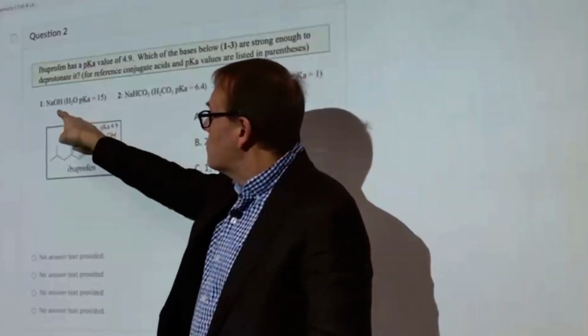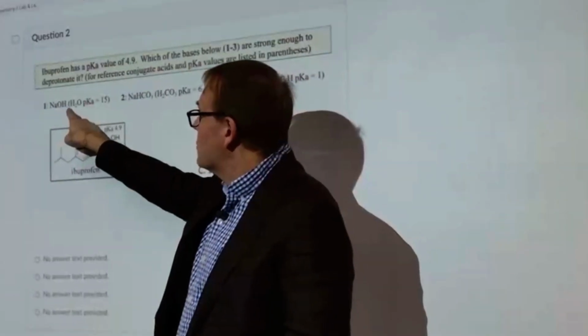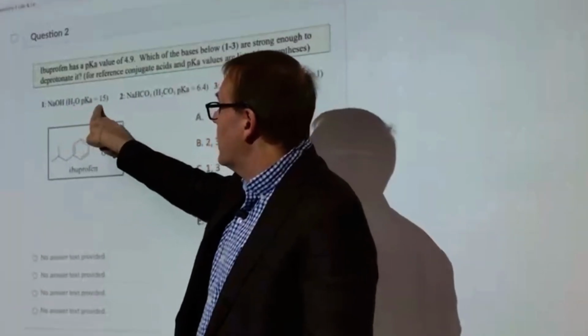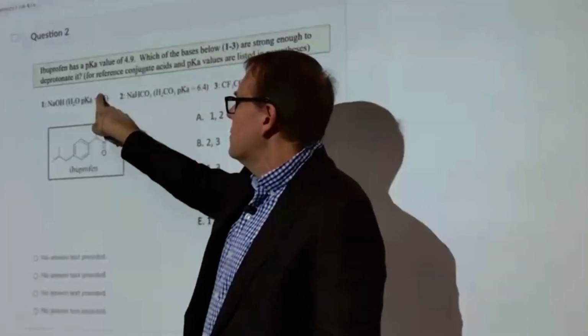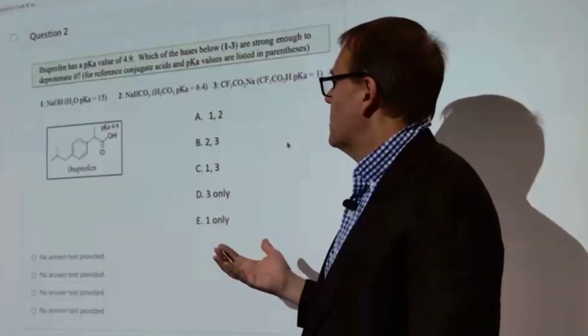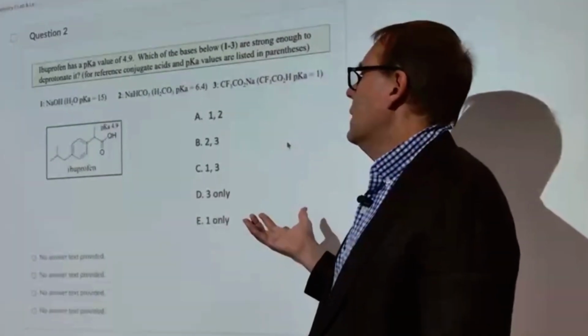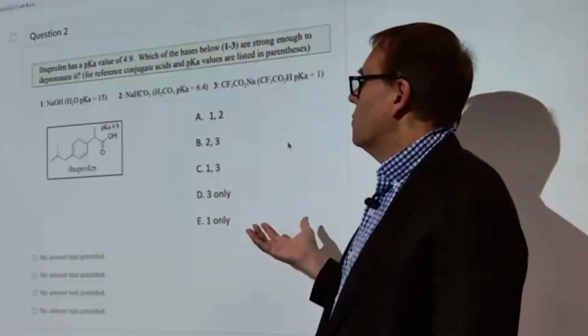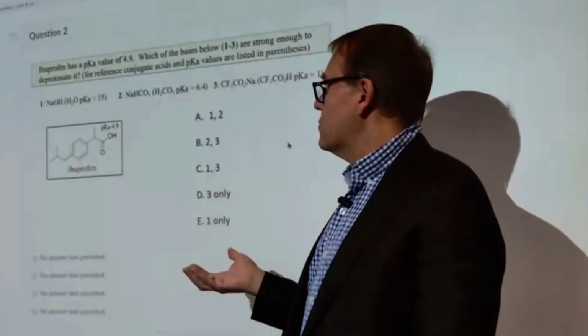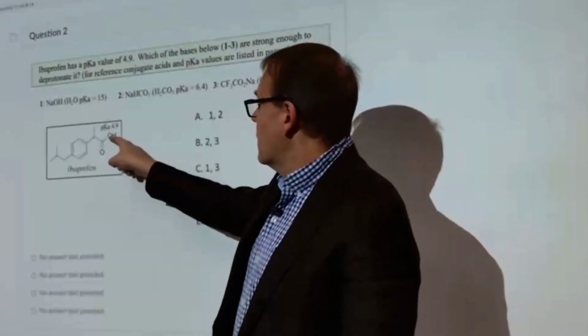And then we've got sodium hydroxide here, whose conjugate acid is water. Its pKa value is 15. You could also say 14. It depends on what book you look at, but 14 is probably more accurate. Either way, that's a pretty weak acid, which means that's a pretty strong base. So to tell, is it strong enough to deprotonate this carboxylic acid?